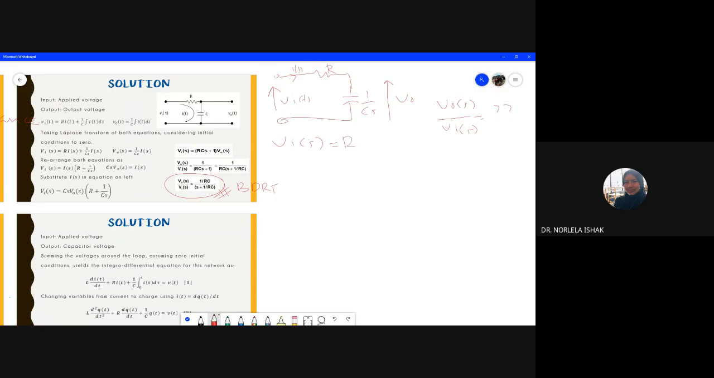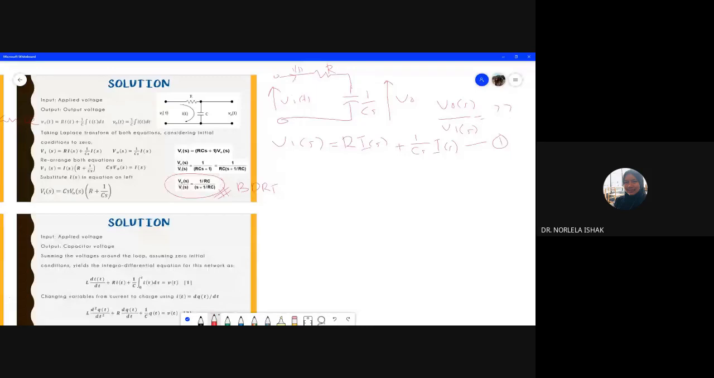So the first equation, in terms of S, we directly put in terms of S. It equals the total voltage around the loop, meaning R multiplied by I(s) plus 1 over Cs multiplied by I(s). Is it correct? Total voltage inside the loop. Yes, correct. Okay, this is equation number one.